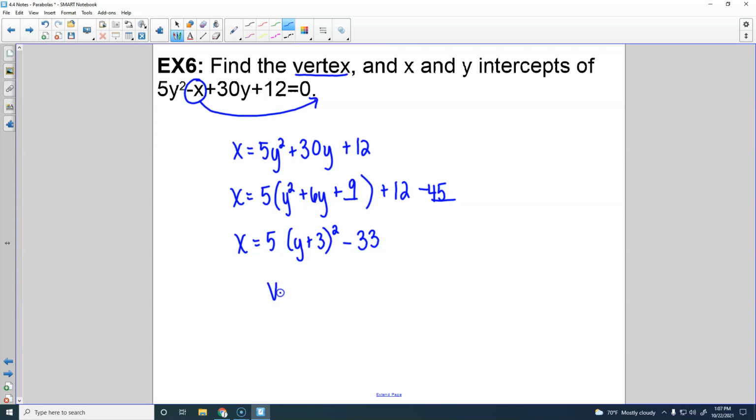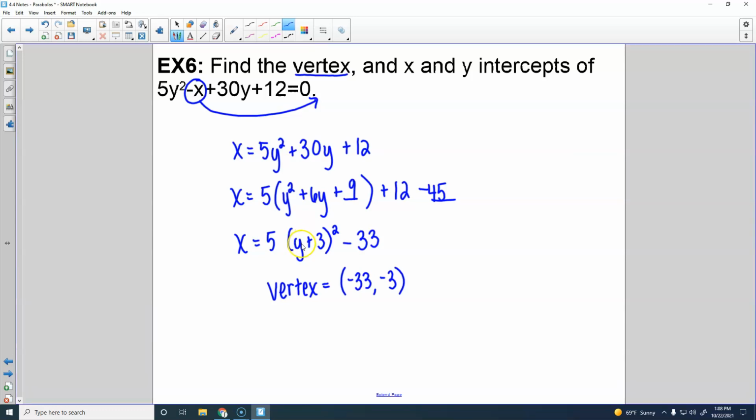So now our vertex, where is our vertex going to be? Good. The y coordinate is what's in here, because it's in the parentheses, we do the opposite sign. So we have this negative 3 here, and then this is just our x coordinate. Now this one does not ask for focus and directrix and axis of symmetry. It asks for x-intercept and y-intercept.